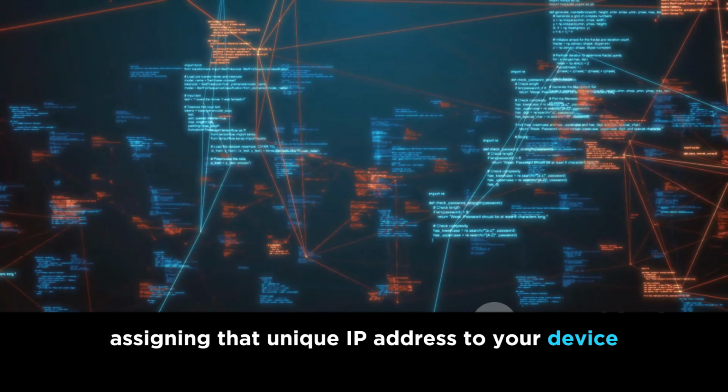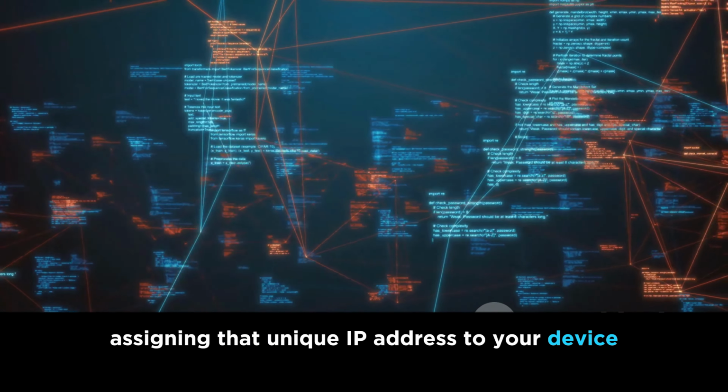Ever thought about how you end up on your favorite website just by typing its name instead of a complex IP address? It's like magic, isn't it? But as Arthur C. Clarke famously said, any sufficiently advanced technology is indistinguishable from magic. Let's pull back the curtain on this magic, shall we? Enter the Domain Name System, or DNS as it's more commonly known.